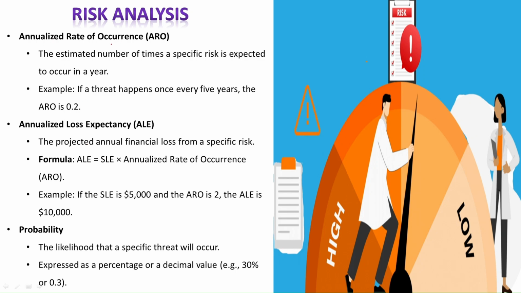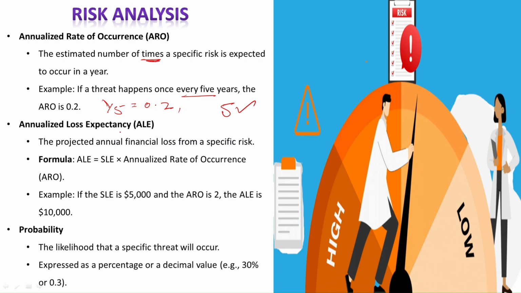So what is annualized rate of occurrence? It is the estimated number of times that a specific risk is expected to occur in a year. For example, if a threat happens once every 5 years, the ARO, or annualized rate of occurrence, is 0.2. One over 5: the threat is occurring once every 5 years, it is equal to 0.2. And if the threat occurs 5 times a year, then the ARO is 5.